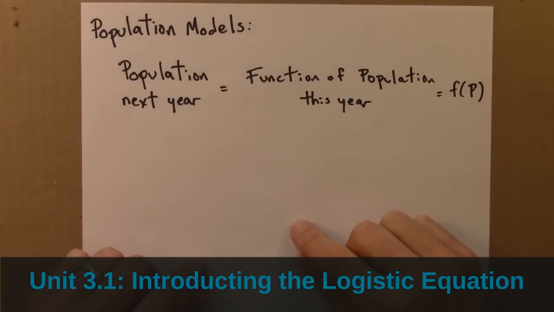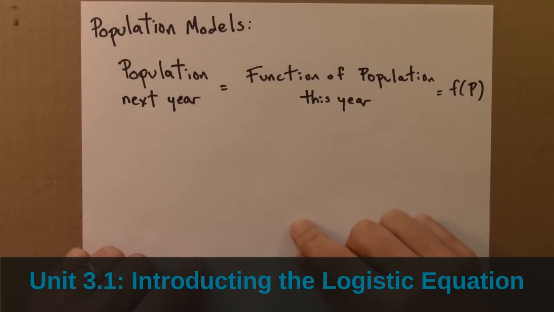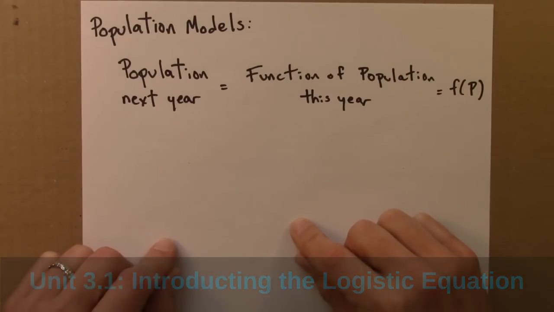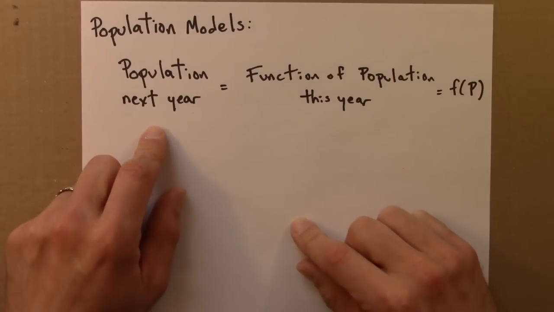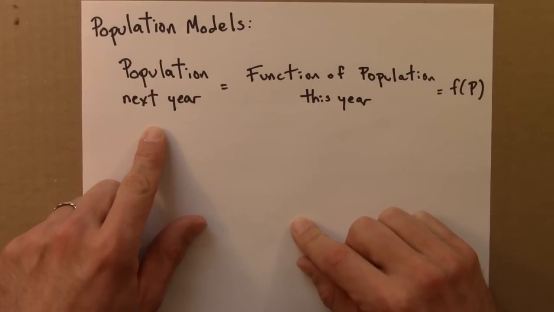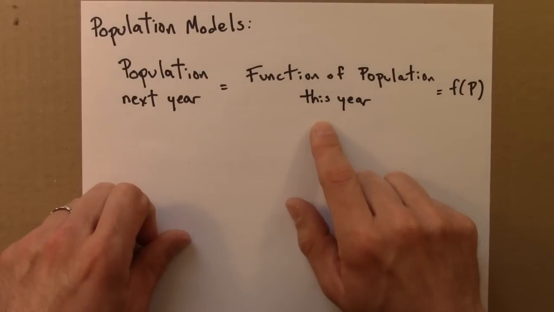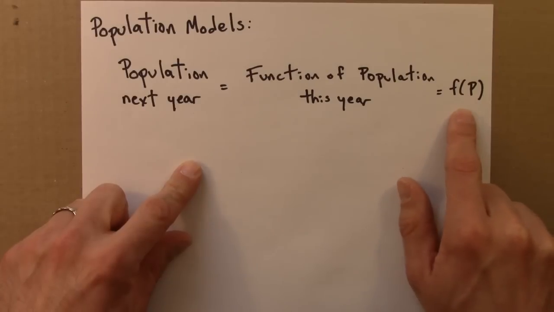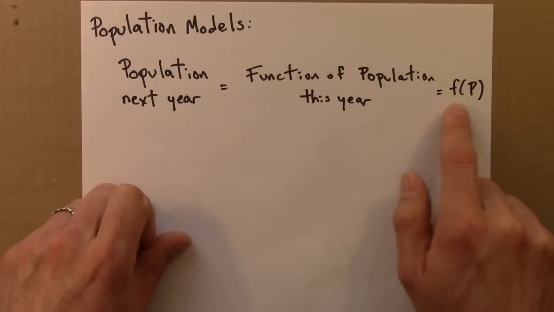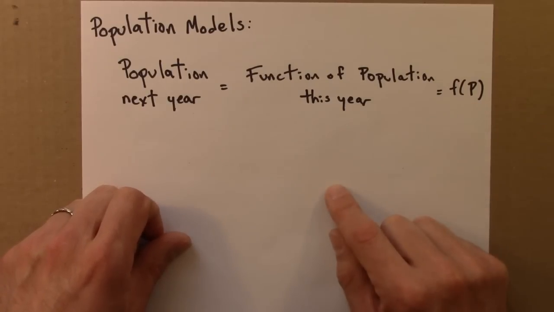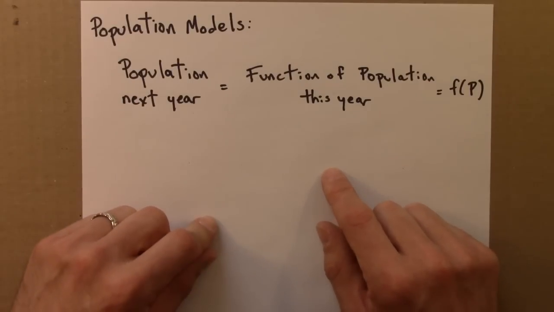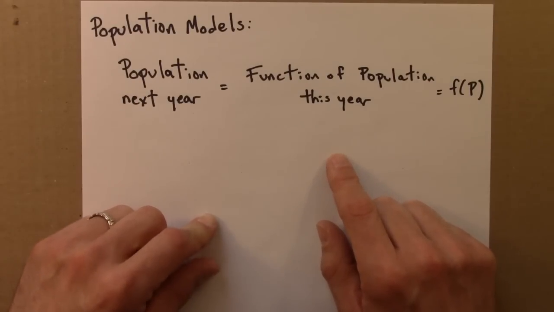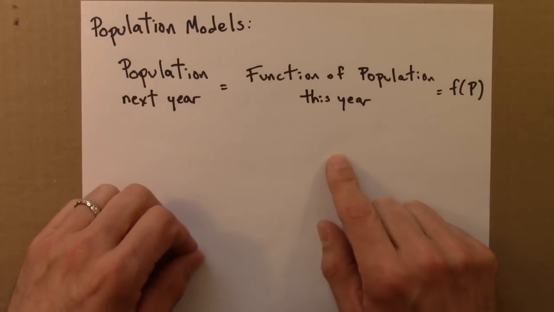The logistic equation is a simple model of population growth. It's an iterated function, and it tells us how the population might change from year to year. So the picture is that the population next year is a function of the population this year, and we might write that function as f of p. So p will be population, and f of p tells us how we get next year's population given this year's population. Again, this is an iterated function, so time is discrete.